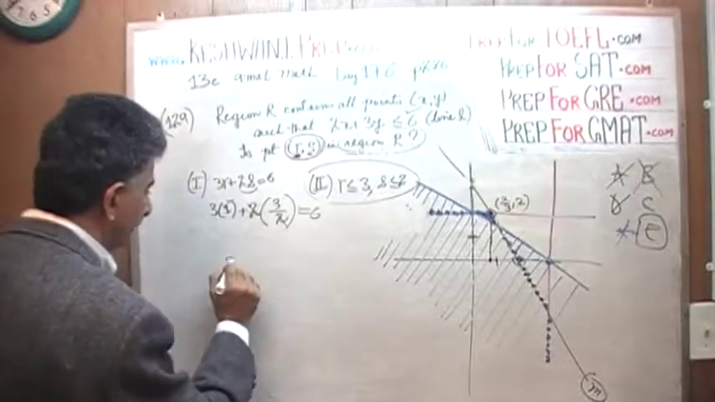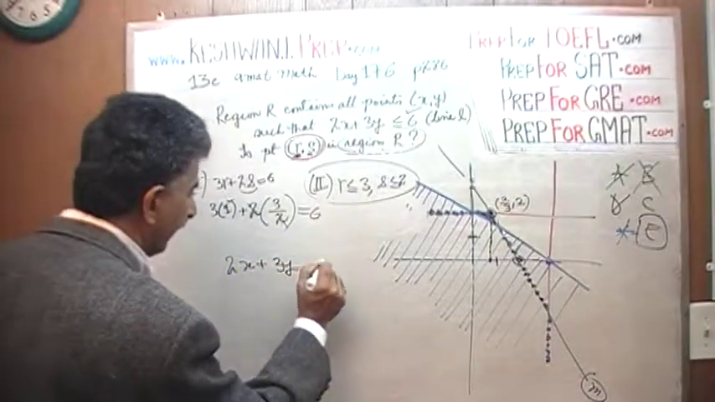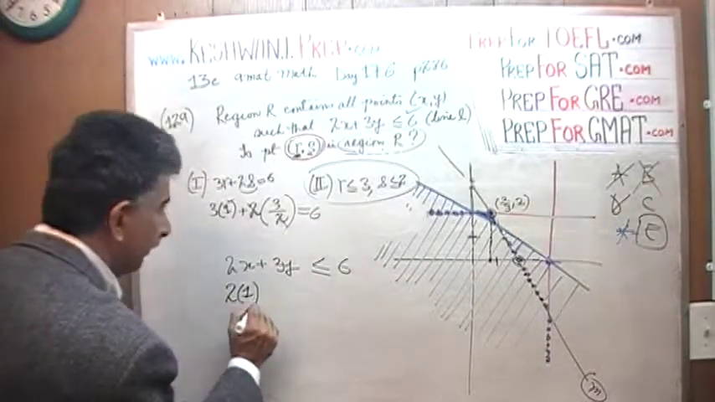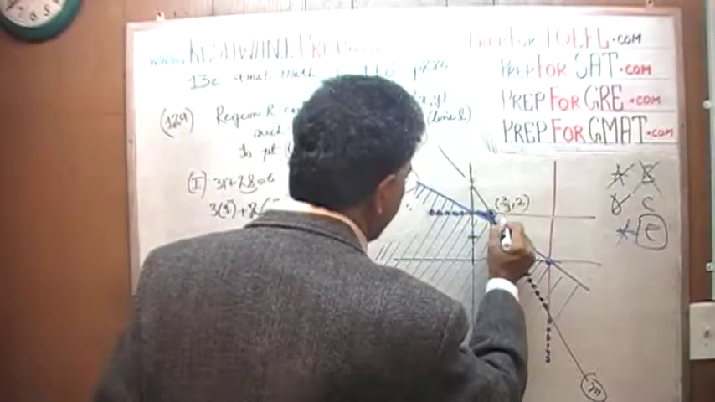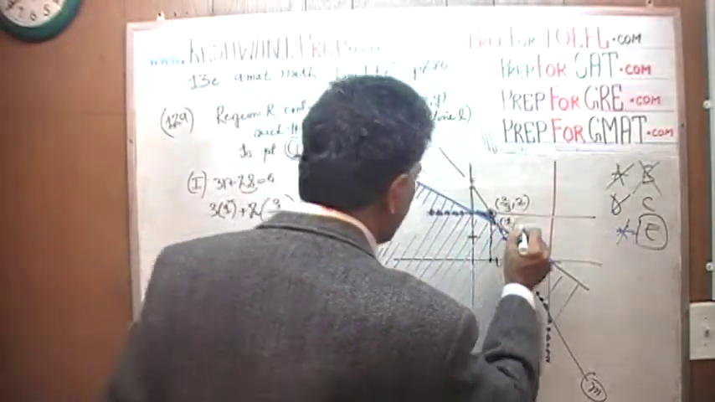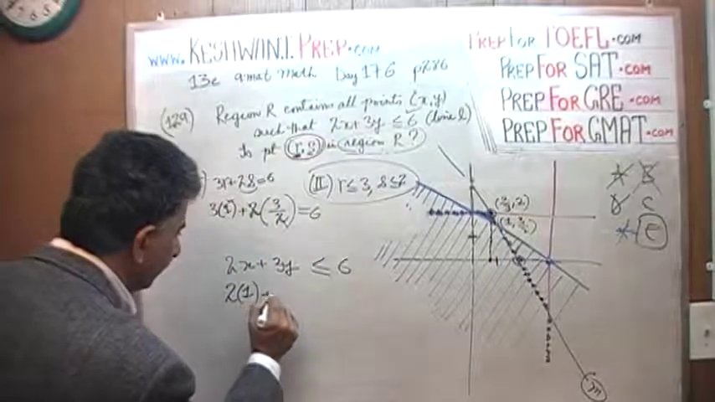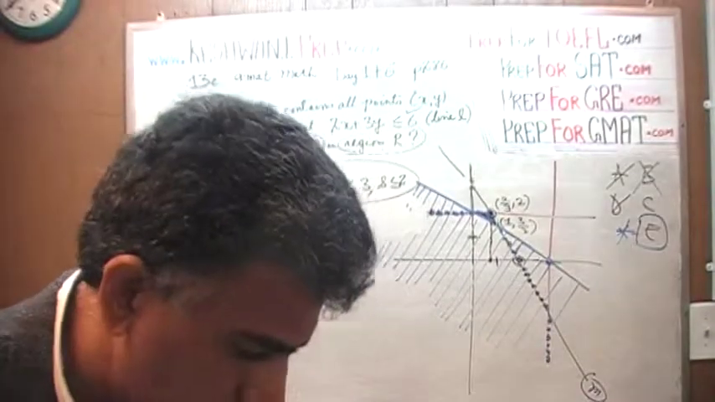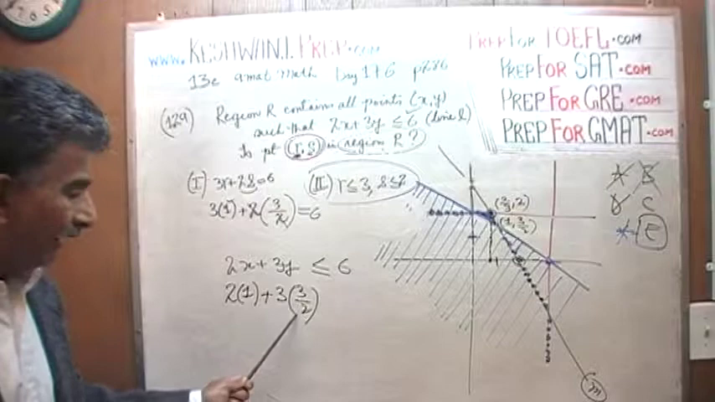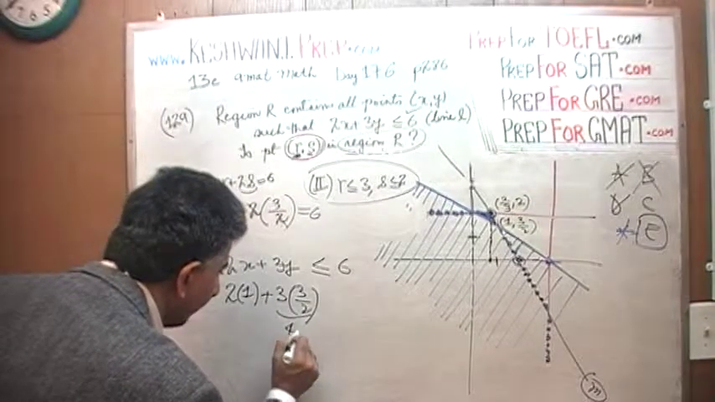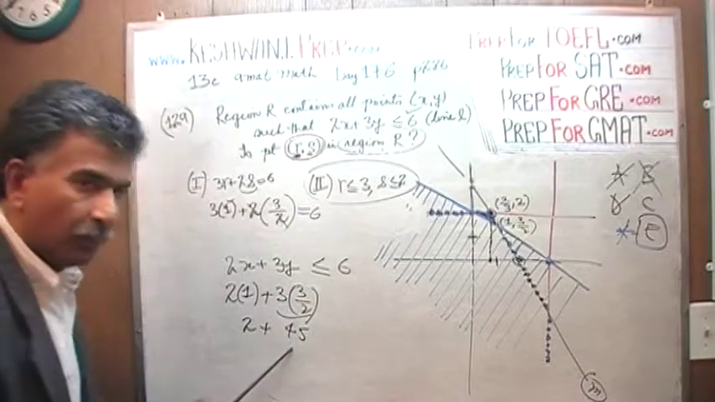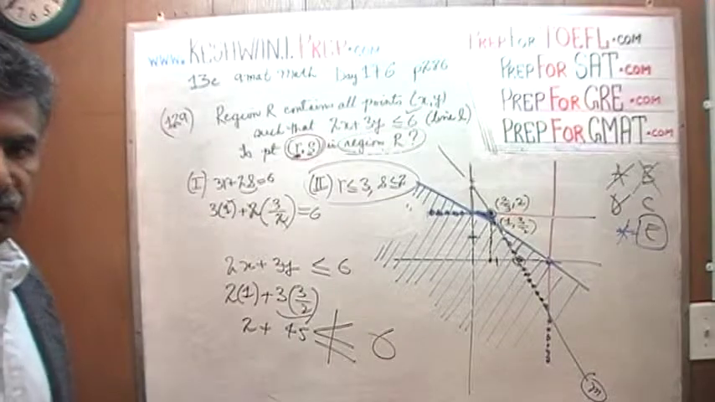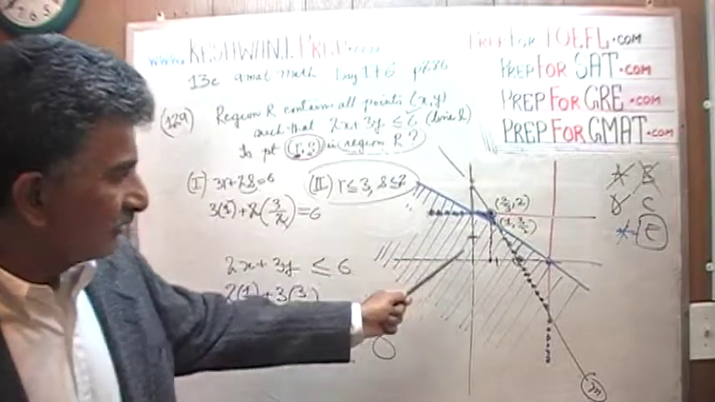Our constraint is 2x plus 3y has to be less than or equal to 6. So when you put in 2 times 1, since this point that I just showed here had an x coordinate of 1 and y coordinate of 3 halves, plus 3 times 3 halves. 3 times 3 is 9. Half of 9 is 4.5. This is 4.5, and this is 2. 2 plus 4.5 is not less than or equal to 6. 2 plus 4.5 is actually 6.5. That point lies outside the region.